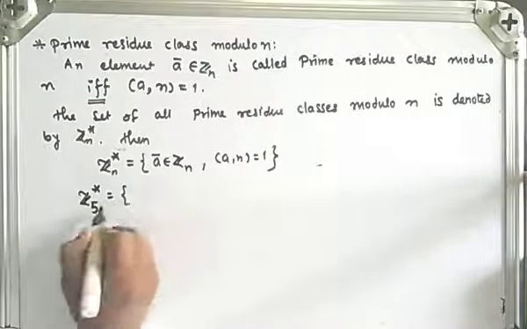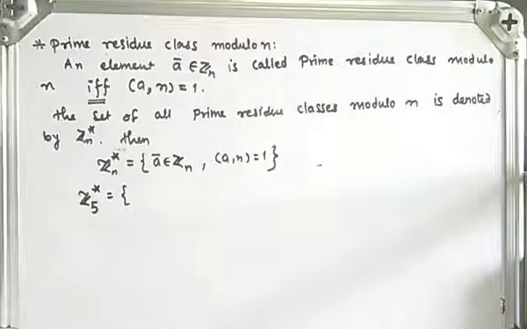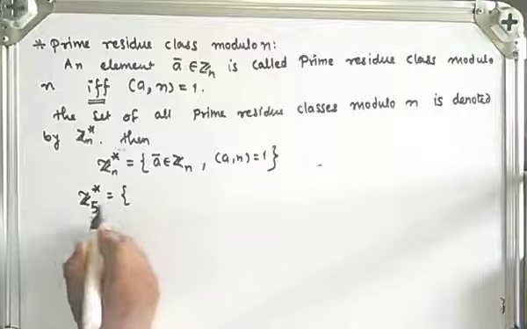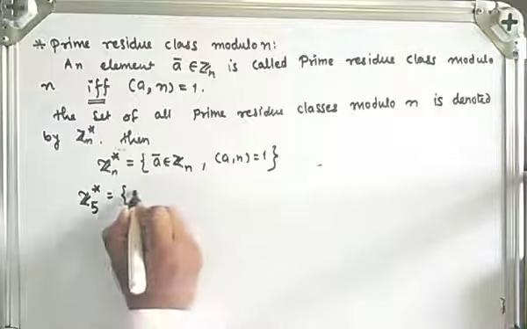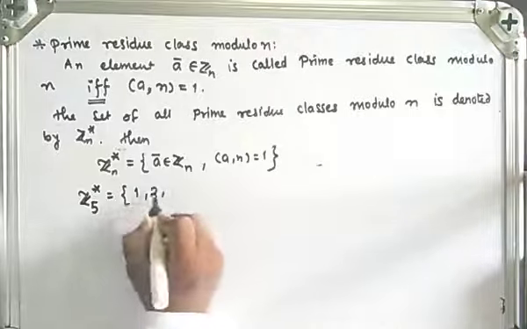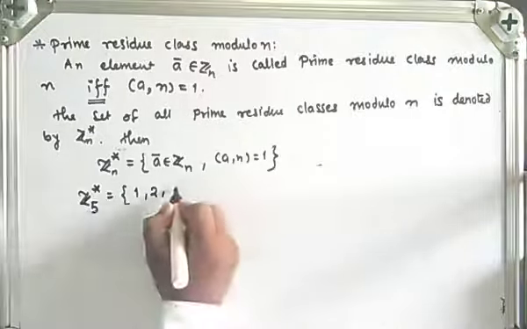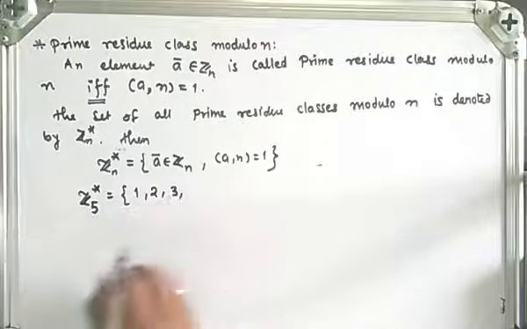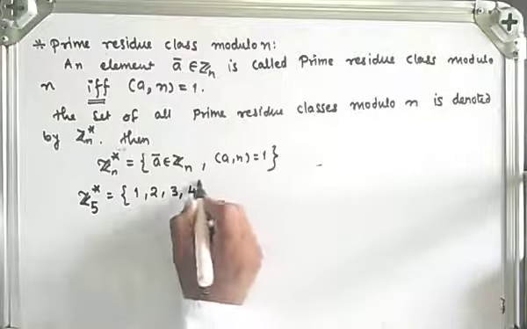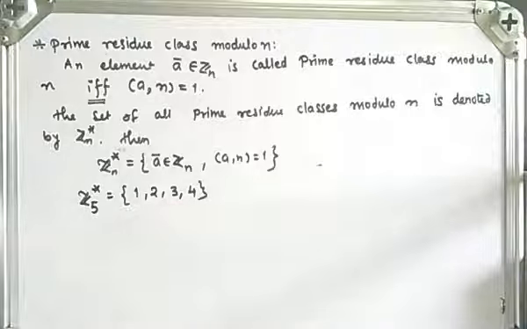In Z5 star, what are the elements? The elements which are relatively prime to 5 and less than 5. The numbers will be 1, because 1 and 5 have GCD 1. Next, 2 and 5 have GCD 1. Again, 3 and 5 have GCD 1. Next, 4 and 5 again have GCD 1. Right? So these are all the elements of Z5 star.